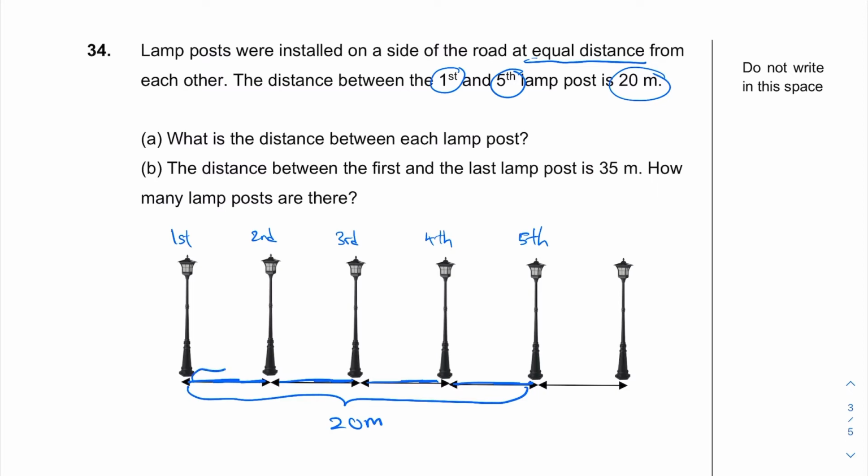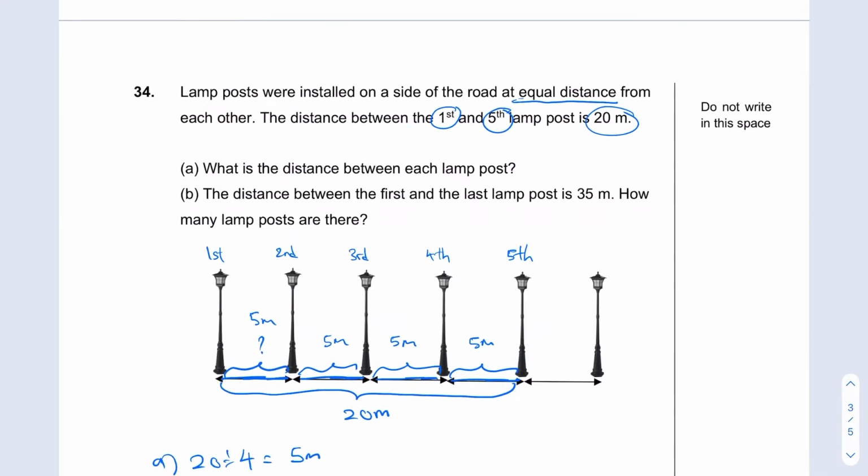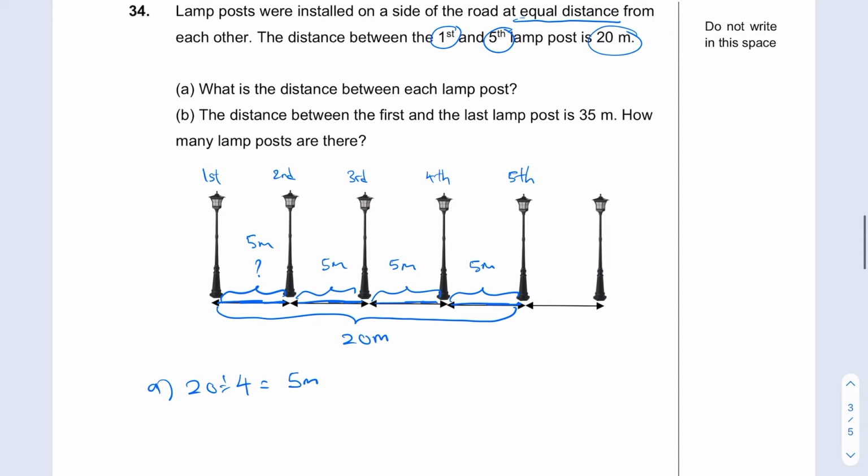So the distance between each lamppost for A would be 20 divided by 4 will give you 5 meter. So this is 5 meter, this is 5 meter, this is 5 meter, and this is 5 meter. So the distance between each lamppost is 5 meters, right? And now they're asking, the distance between the first and the last lamppost is 30 meters. So how many lampposts are there? We can solve it using this. We know the difference between each lamppost is 5. So 35 divided by 5 is 7. Then we will add 1 lamppost to get 8.